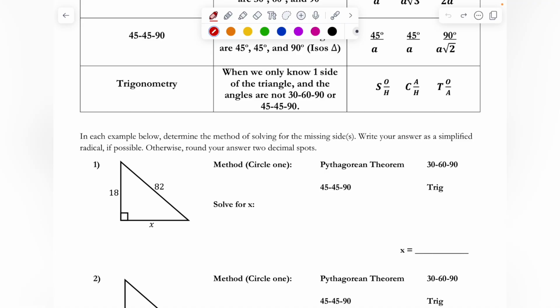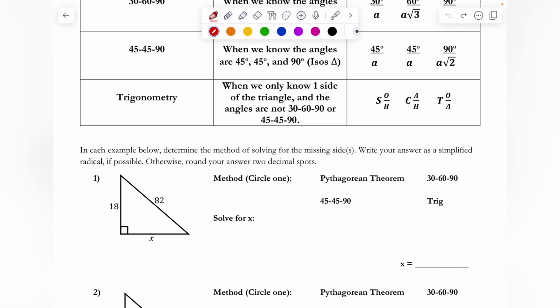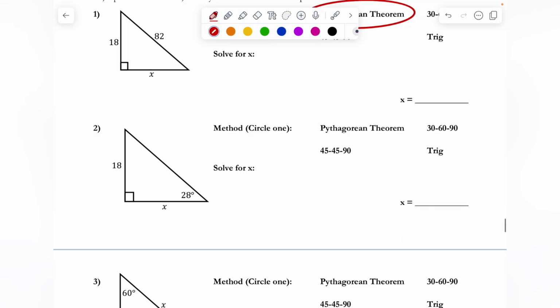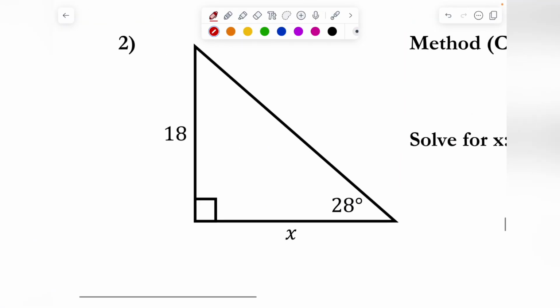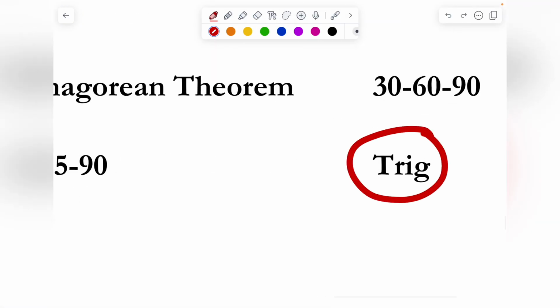So before I even go and solve all of these, I'm going to go through and choose the method for each of these just based on what they gave me. So starting with number 1, I know 2 out of 3 sides. I don't know anything at all about these angles, so this is Pythagorean theorem. Going down to number 2, we'll come back and solve, but look at this. I only know one side. I know the angle's 28, so it's not a 30, 60, 90, not a 45, 45, 90. This is trig.